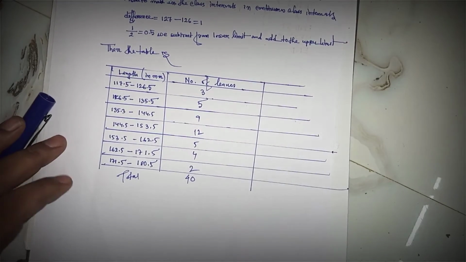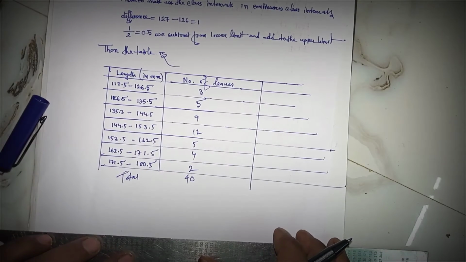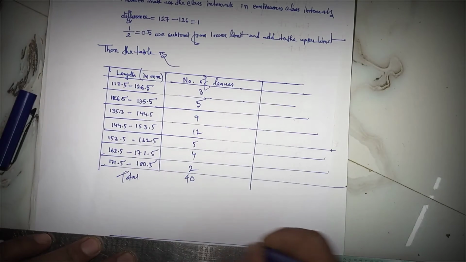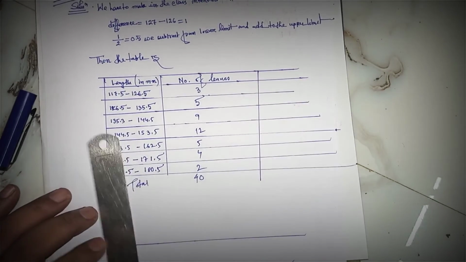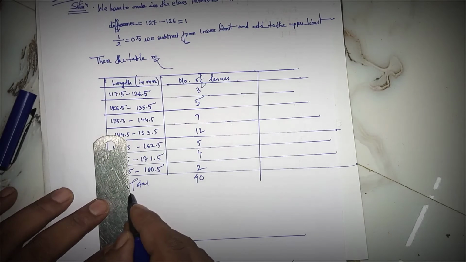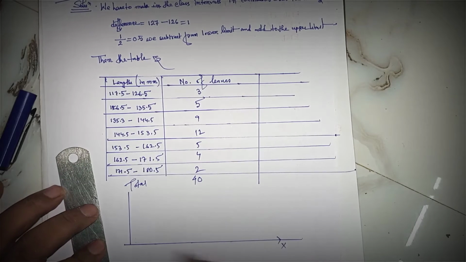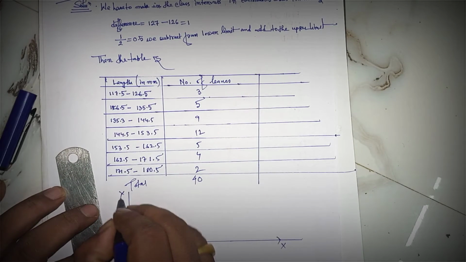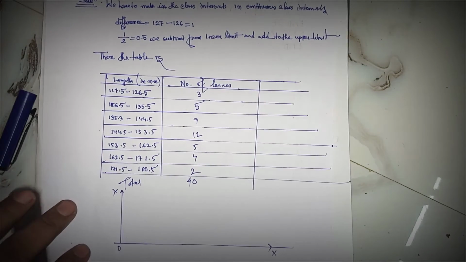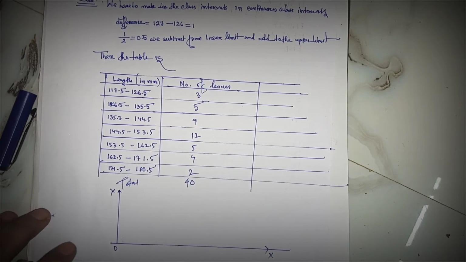So how to draw the histogram? You can draw it in graph paper, but I will show it here only. Okay, so first we need to draw two rectangular axes. One is OX and another is OY, representing the X axis and Y axis.